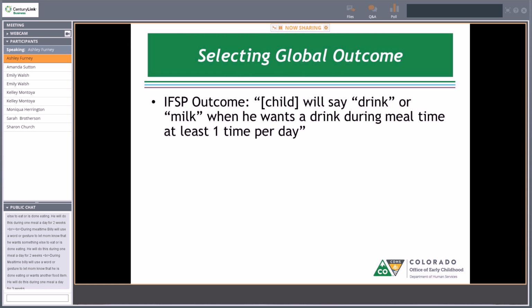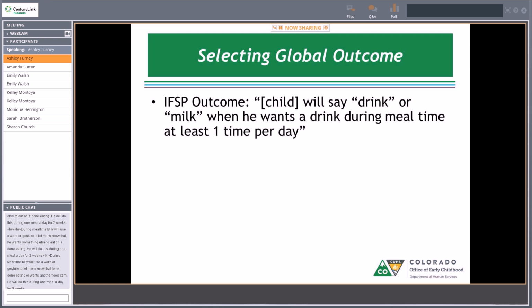So next is selecting global outcomes. We're noticing that multiple global outcomes are often selected for one IFSP outcome. Keep in mind that we're looking for the global outcome that most closely aligns with that IFSP outcome. On rare occasions, an outcome might align with multiple global outcomes, but that shouldn't be the norm, which is what we're seeing now. So to pick the global outcome that most closely aligns, you can consider the function of the outcome like we talked about on the last slide.